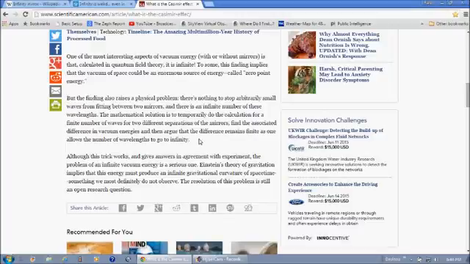Although this trick works and gives answers in agreement with the experiment, the problem of an infinite vacuum energy is a serious one. Einstein's theory of gravitation implies that this energy must produce an infinite gravitational curvature of space-time, something we most definitely do not observe. The resolution of this problem is still an open research question.